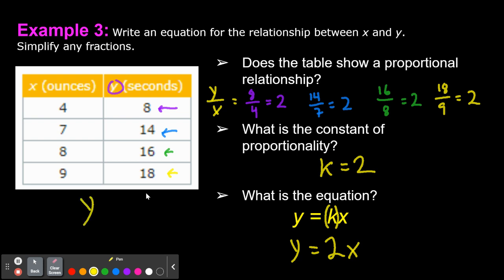Now let's look at this. This equation helps create this table. If we put in this value of x in here, 4 times 2, it will give us our y value, right? So 4 times 2 is 8. Let's try 7. 7 times 2 is 14. 8 times 2 is 16. 9 times 2 is 18. So you can see how if we put in any of these coordinate pairs here, if we put them in for x and y, it will work out to be a true equation.